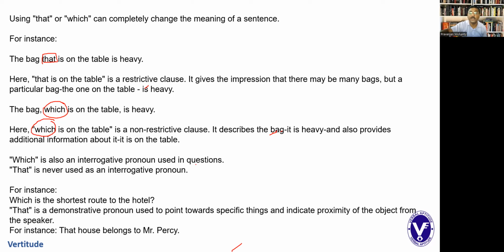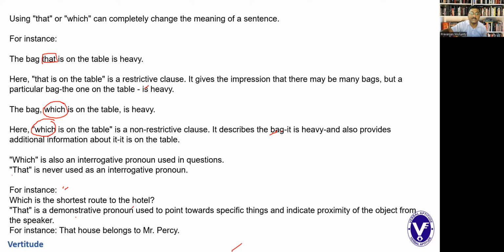Which is also an interrogative pronoun which is used in questions. That is never used as an interrogative pronoun. Which book have you read? Do we say that book have you read? Which teacher did you meet? So we use it that way. Then, for instance, which is the shortest route to the hotel?